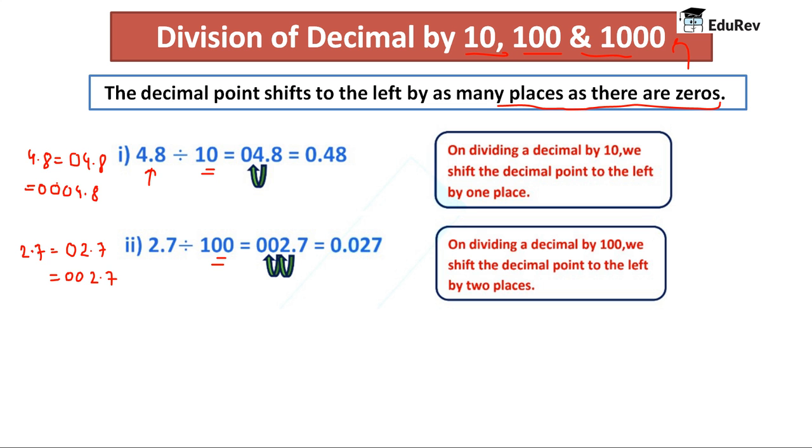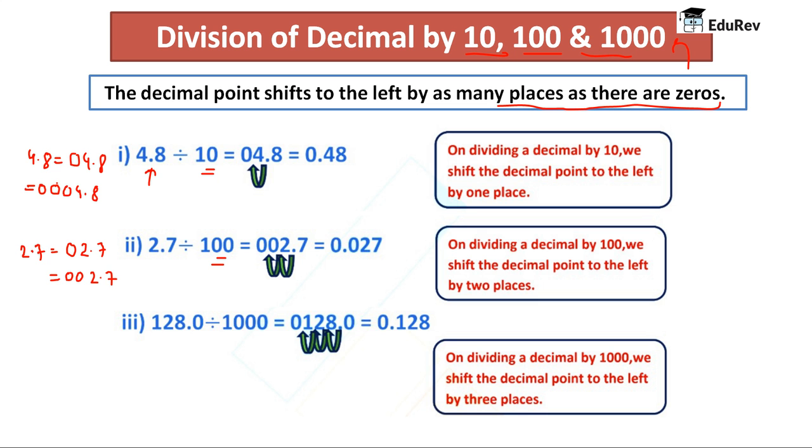Because we are writing zeros on this side, the values are the same. Shifting this to the left by 2 places, let's see the shifting here. Shifting this decimal point to the left, 1 place, 2 places. Here it will come. The answer will be 0.027. Here is another example.